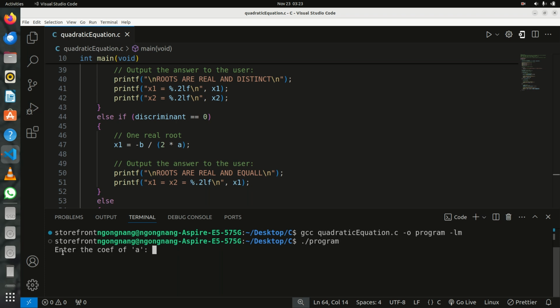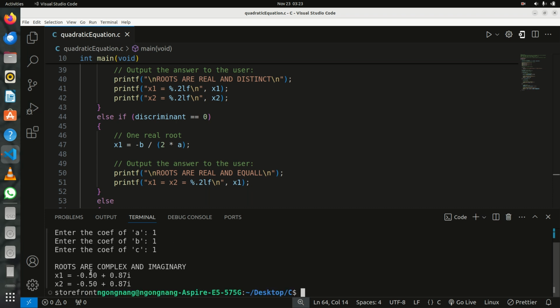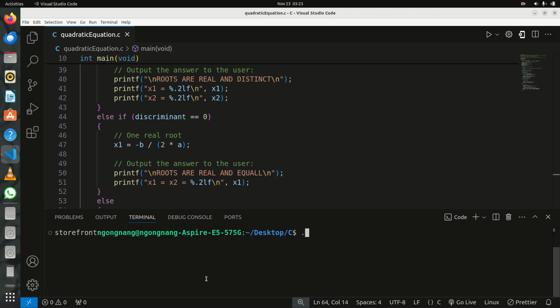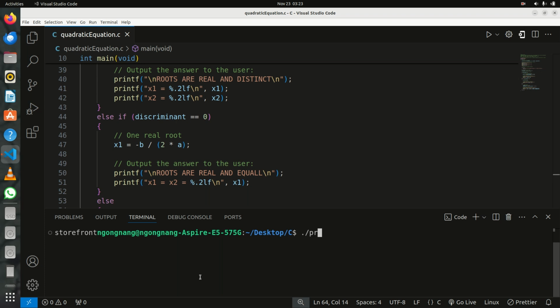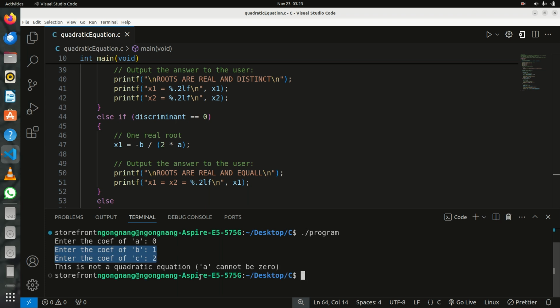Enter the coefficient of a, let me enter 1, b, let me enter 1 again, c, let me just enter 1. See, roots are complex and imaginary. Let me run again. Input now 2, 5, minus 3. Roots are real and distinct. That's good. Now let me run again and enter 0. See, this is not a quadratic equation. It cannot be 0.